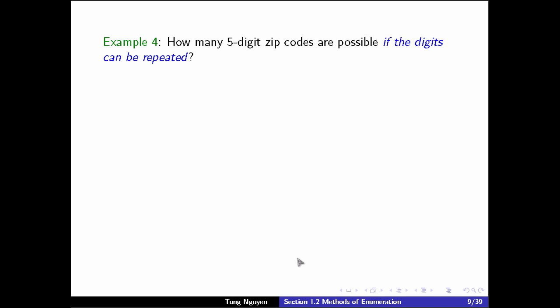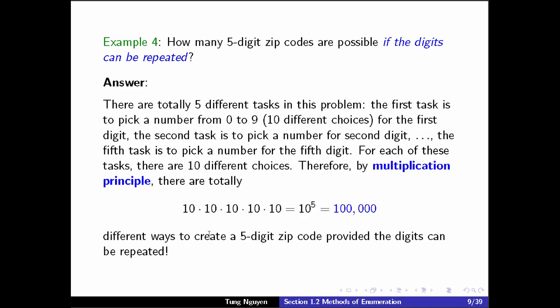So the number of possible 5-digit zip codes when we allow the digits to be repeated will be 10 times 10 times 10 times 10 times 10, which is 10 to the 5th. And that's 100,000 different 5-digit zip codes we can create.